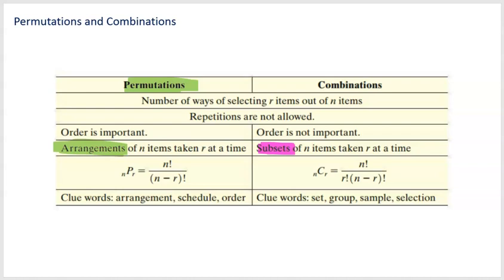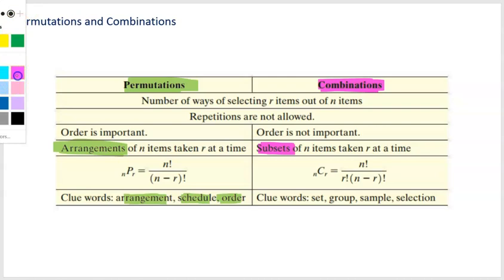So subsets of N items taken R at a time. And so subsets is a keyword for combinations, although you won't always see subsets, just like you won't always see the word arrangements either. Again, clue words for a permutation are arrangement, schedule, order. Okay, but again, we just did a problem a minute ago that said alphabetical order, but it was a combination. So you even have to be careful with that.